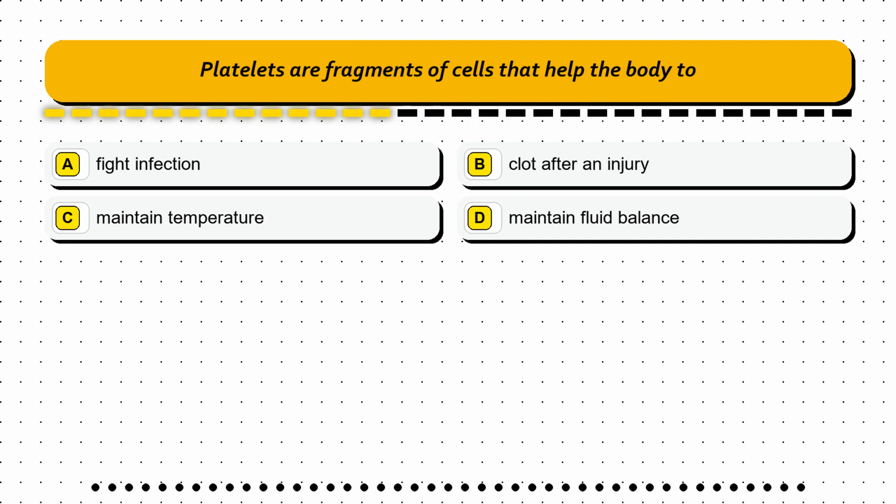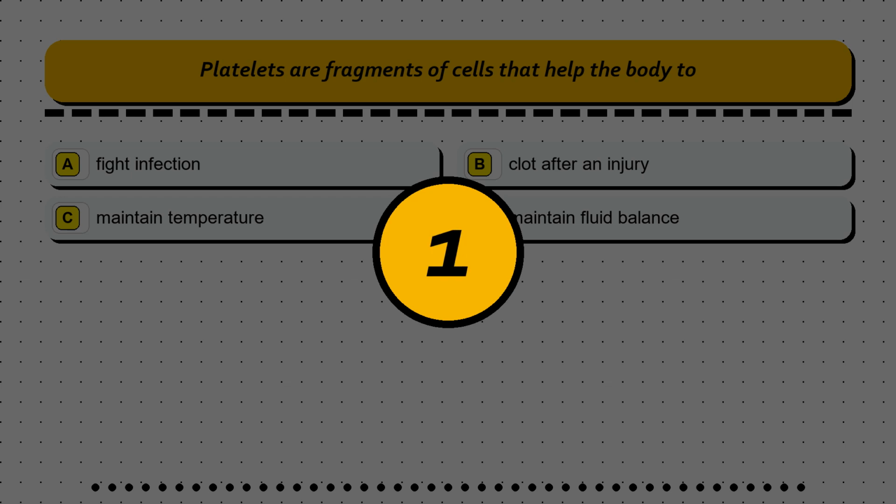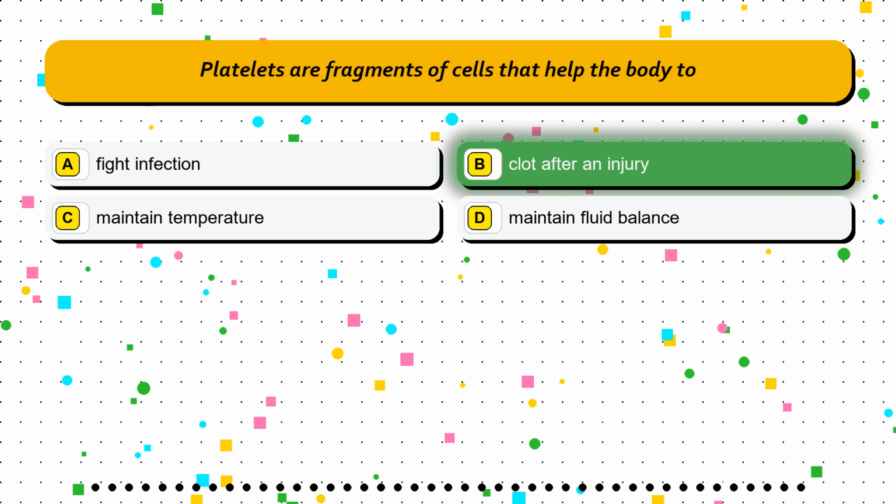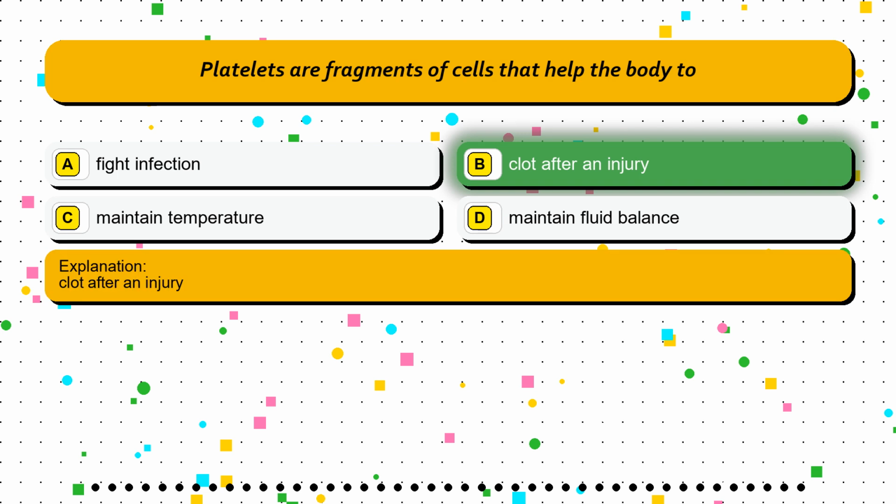Question 8. Platelets are fragments of cells that help the body to: Option A, fight infection. Option B, clot after an injury. Option C, maintain temperature. Option D, maintain fluid balance. The correct answer is option B, clot after an injury.